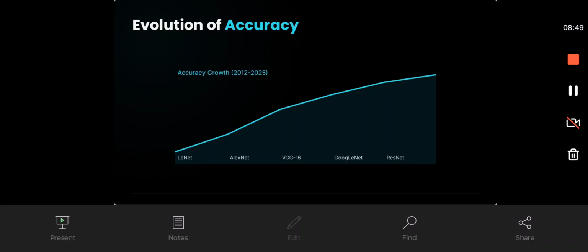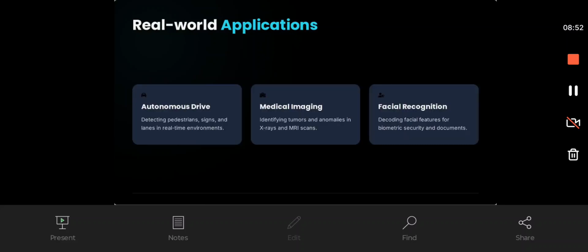Let us discuss some important examples. CNNs are widely used in many industries. First, autonomous driving. CNN helps self-driving cars detect traffic signs, vehicles, and road lanes in real time. Second, medical imaging. CNNs assist doctors in identifying tumors and abnormalities in X-rays, MRI scans, and CT scans. Third, facial recognition. CNNs are used in biometric authentication systems for smartphones, earbuds, and security applications.